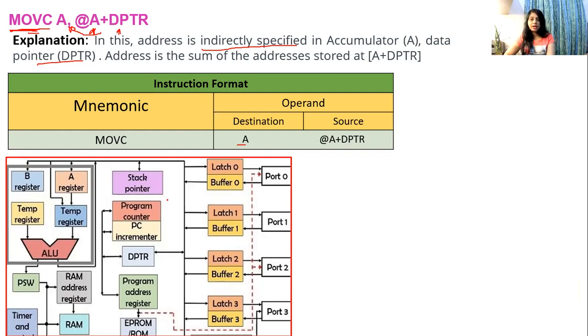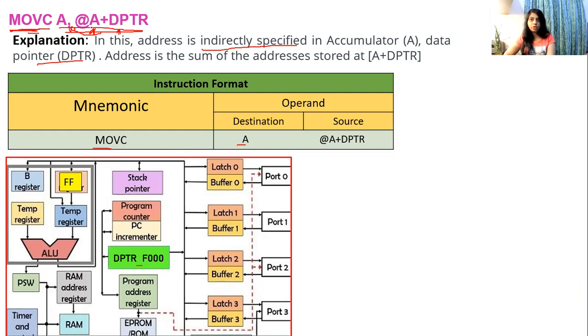Now let's assume that this is the architecture of 8051. Here you can see different registers, register B, register A. Here you can also see the stack pointer, program counter, and data pointer register. Okay, now what it says is @A plus DPTR. Let's assume that the accumulator holds FF for this instruction, and I am explaining this instruction. Let's assume that the accumulator holds FF and DPTR holds F000.